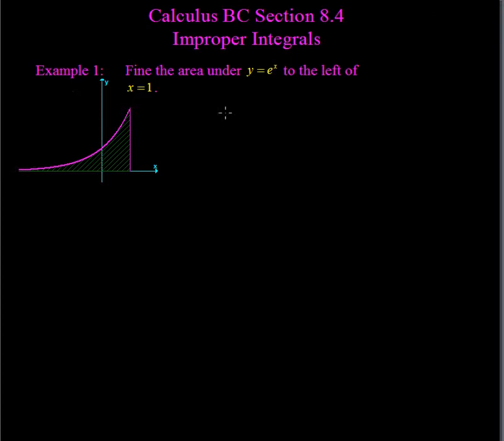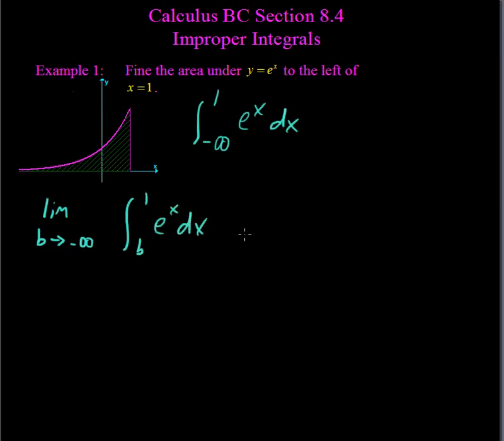So what we can do is write this as an integral going from negative infinity to 1 of e to the x dx. That's what we call an improper integral, though, because one of the limits of integration is infinite. And so what we need to do is change this into a limit problem: the limit as b approaches negative infinity of the integral from b to 1 of e to the x dx.